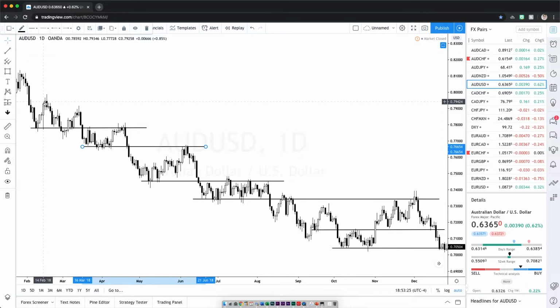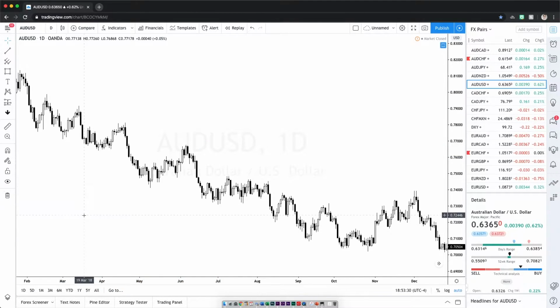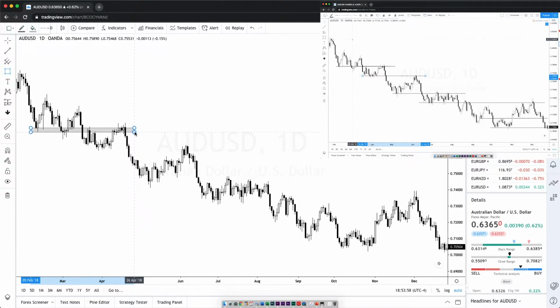What we're going to do, we're going to clear this chart. And we're going to show you something here. All right, so now that we got a nice clear chart, same exact one, instead of using lines as specific price points where we want price to drop from, we're going to use zones. So we're going to take our little box rectangle tool here. We're going to draw.